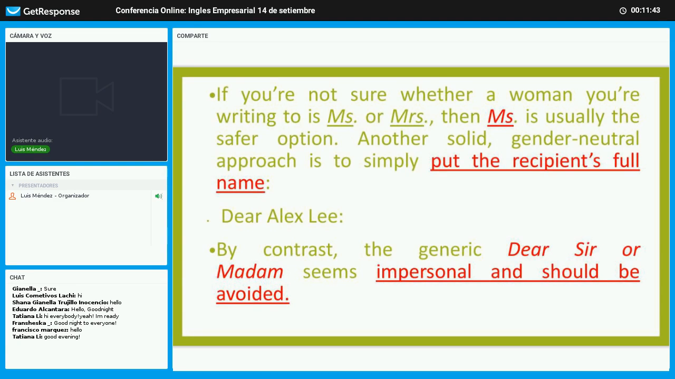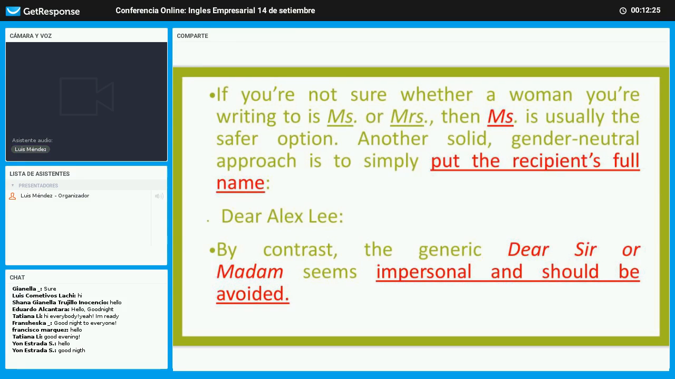Here are some other important details that we need to keep in mind. If you are not sure whether a woman you're writing to is Miss or Mrs., then Miss is usually the safer option. I will repeat this. If you're not sure whether a woman you're writing to is Miss or Mrs., then Miss is usually the safer option. So don't take a risk, or they can take it wrong.